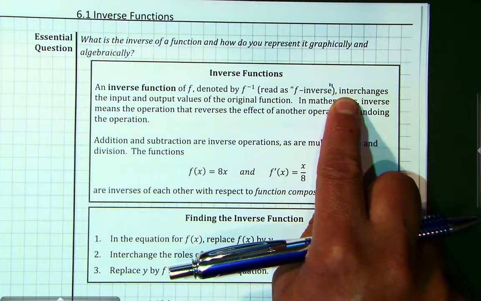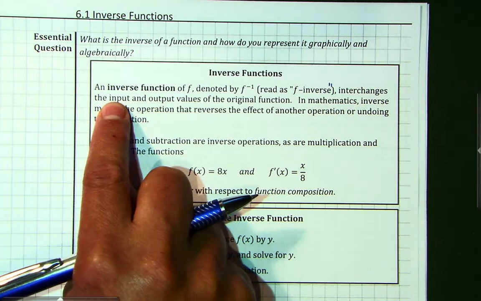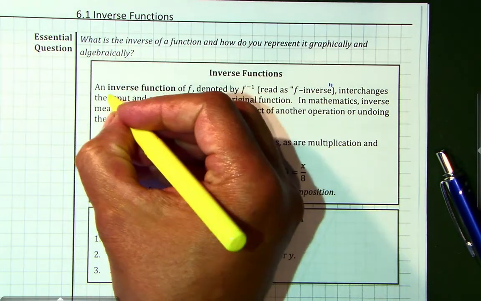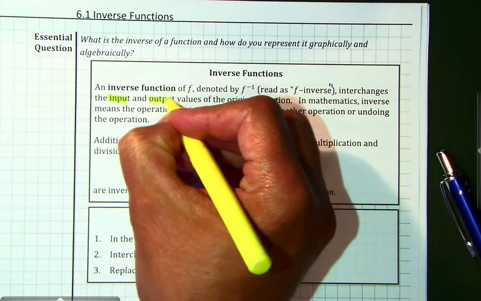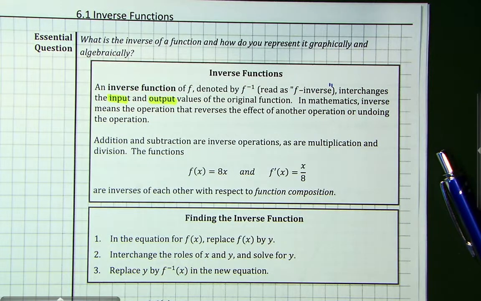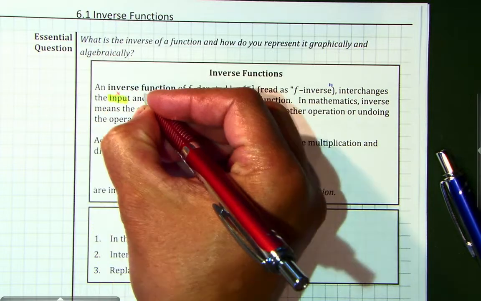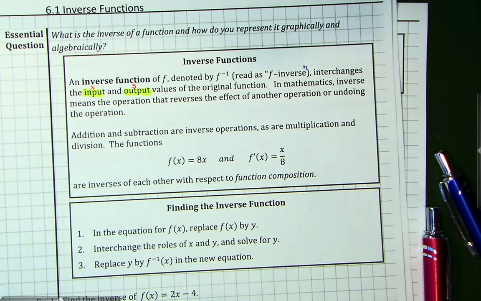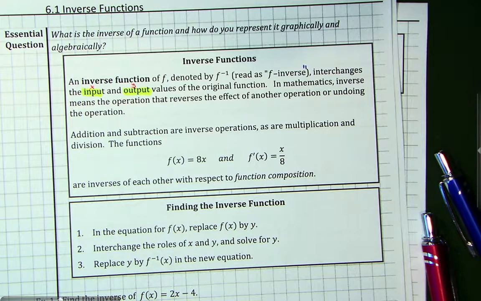The inverse function will interchange the input and the output. So your input will become the output, and your output will become your input. Remember that your inputs are your x values, and your outputs are the y values. So your x's will become the y's, and the y's will become your x's.